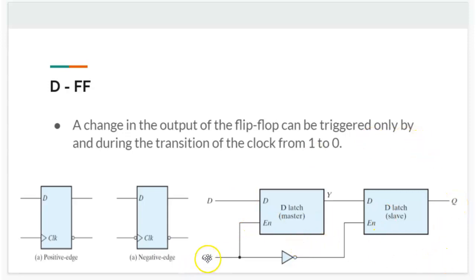So when you just make the clock go 0, as this enable becomes 0, whatever the value of D was just before you trigger the clock would be transferred to Y. And then as soon as the enable becomes 1, this Y value gets transferred to Q. But then if you change the D again, you won't see any reflection in Q, because you have cut the connection here, because this enable becomes 0 now. So this is how the flip-flop responds only to the transition and not to the level of the clock. So this is how you realize that.